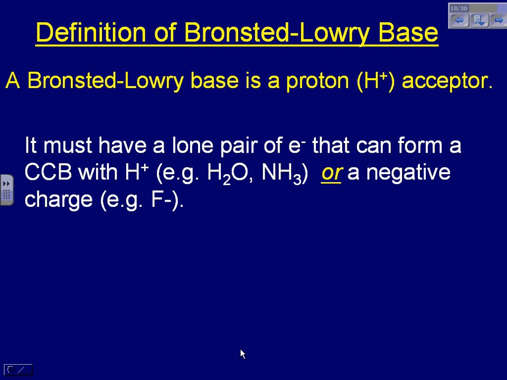It often also has a negative charge. A negatively charged ion will attract the proton to it. And if it also has a lone pair, it'll stick onto that. So negatively charged ions with a lone pair are fabulous at being a Bronsted-Lowry base.